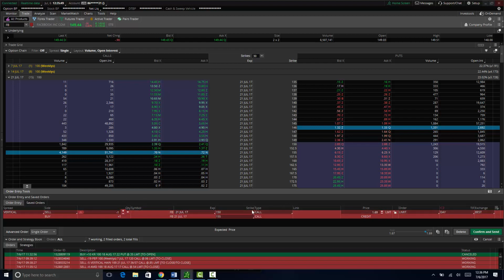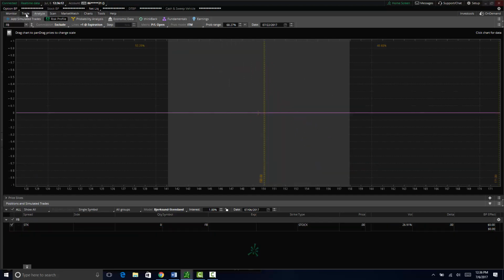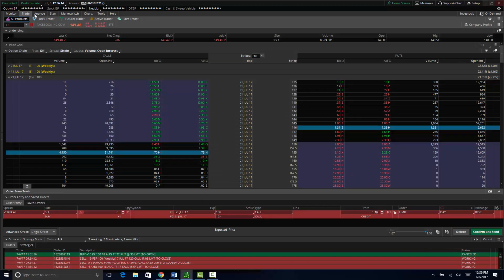The only problem with this, it's a $5 wide spread, which I usually don't like. I like dollar wide spreads. But I can do the same thing as long as Facebook is below 150 by July expiration. I have, again, time on my favor, and I don't have to get too directional. So let's look at an example of a debit spread, like a call spread, for example.